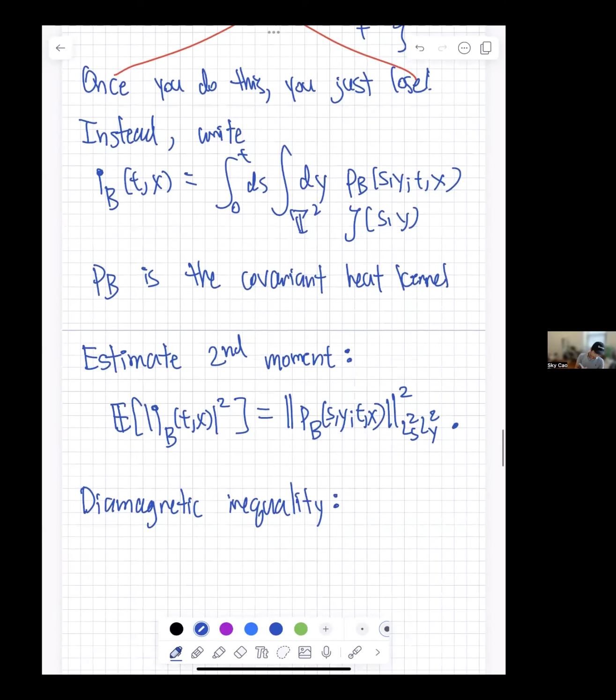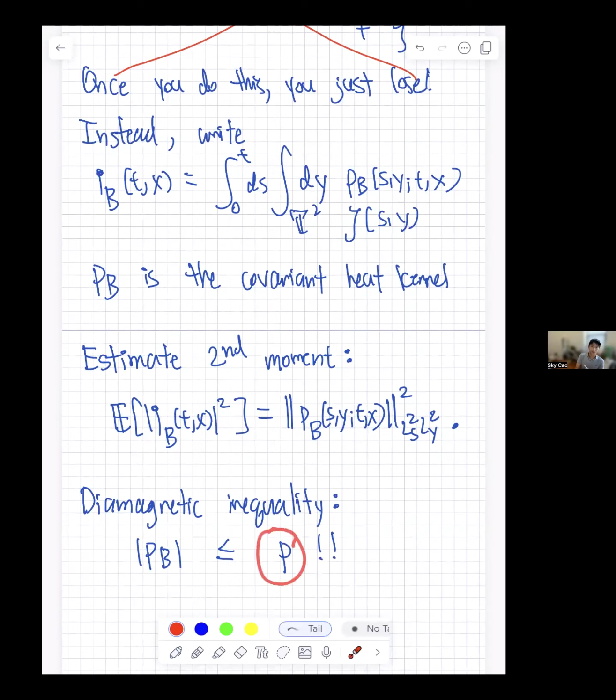The diamagnetic inequality is this amazing inequality that tells us that the B doesn't matter, in the sense that here, P is the usual Euclidean heat kernel on the torus. And there's this pointwise bound for this kernel by the usual kernel.